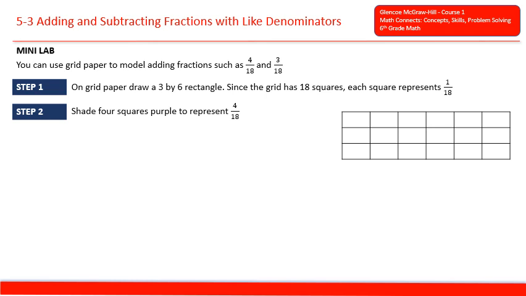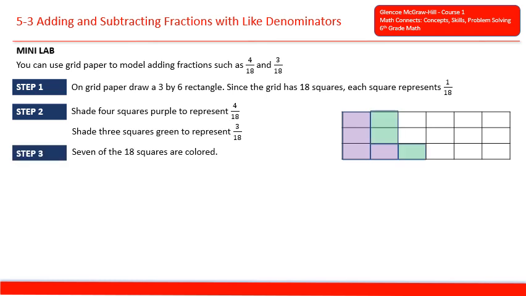Step 2, shade 4 squares purple to represent 4/18. So we have 4 squares, and then shade 3 squares green to represent 3/18. So there's our 3. Step 3, 7 of the 18 squares are colored. So the sum of 4/18 and 3/18 is 7/18.